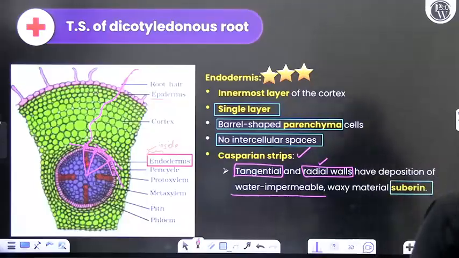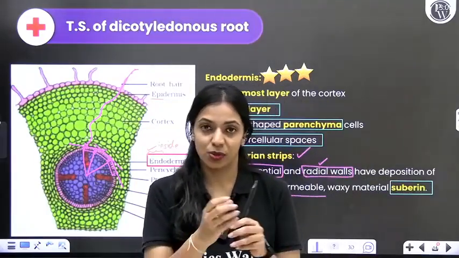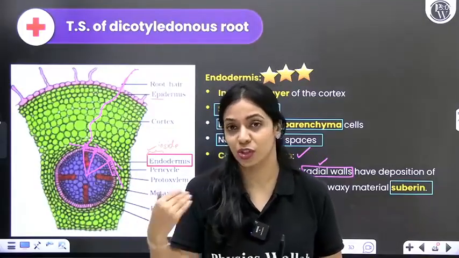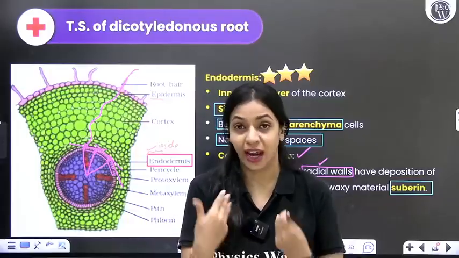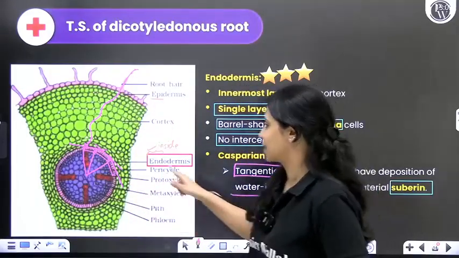Basically, endodermis acts like a checkpoint. Water can carry along with it a lot of things, right? So in the endodermis, it gets checked what should be allowed to enter the vascular bundles and what should not be allowed to enter into the vascular bundles. Because once it has entered the vascular bundle, it will go throughout the plant. So this basically acts like a checkpoint.